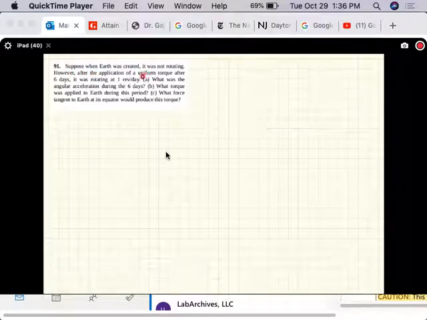Suppose when Earth was created, it was not rotating. However, after application of a uniform torque, after 6 days, it was rotating at 1 revolution per day. What was the angular acceleration during the 6 days? What torque was applied to the Earth during this period? What force tangent to Earth at its equator would produce this torque?